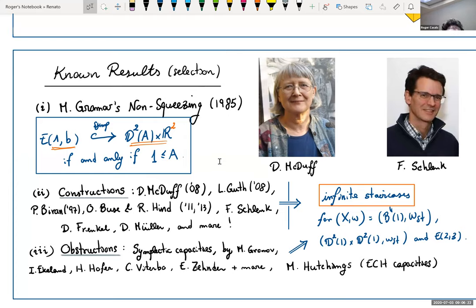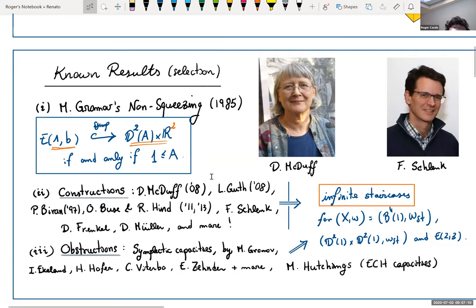Again, just heuristically. Following McDuff's work, Richard Hind and Ely Kerman proved a series of very interesting results as well. And then finally, I would say the paper of Dusa McDuff and Felix Schlenk on how to embed ellipsoids inside of a unit ball was maybe the landmark result from which other papers have been written, because it discovered this phenomenon called the infinite staircase, which I'm going to be talking about now in detail. Just to mention some other results, David Frenkel and Dorothea Müller then studied the case in which the domain was a polydisc. And I'm missing some extra people, some of whom I will mention later.